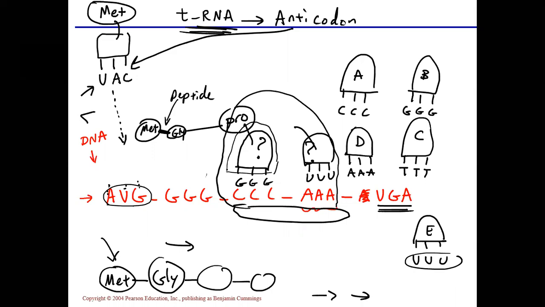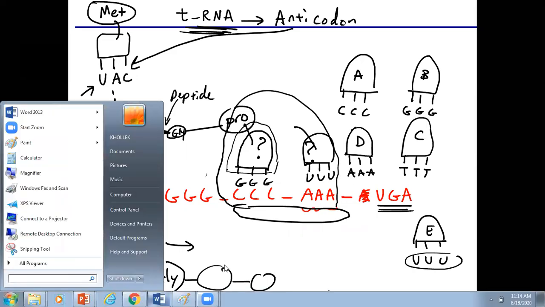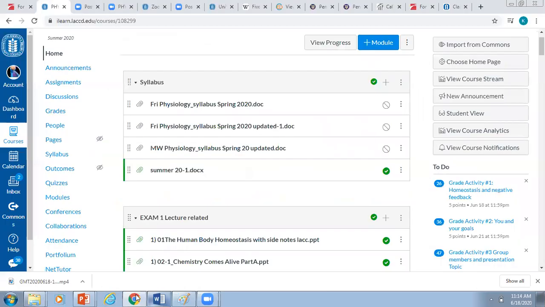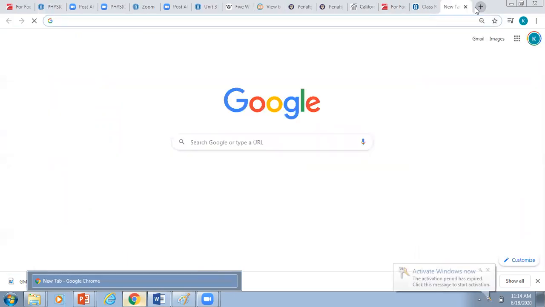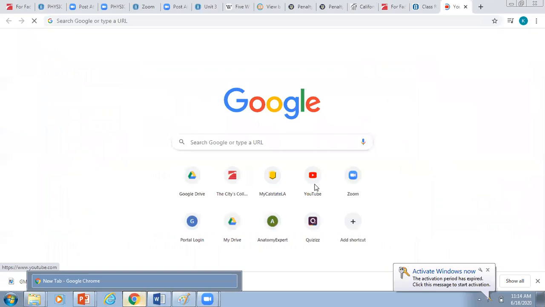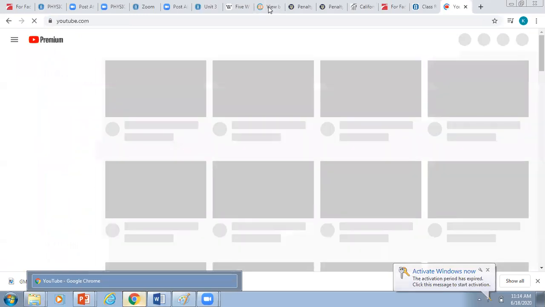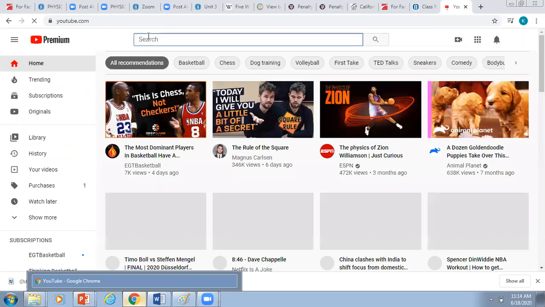Again, I mentioned this to you a lot, but a lot of these things you can look up in YouTube videos, and let's see what we can find. It would be a good idea for you to do further studying. Don't limit your knowledge just to what I tell you, because visualizing it and seeing it might make a big difference. I'm just going to search translation.